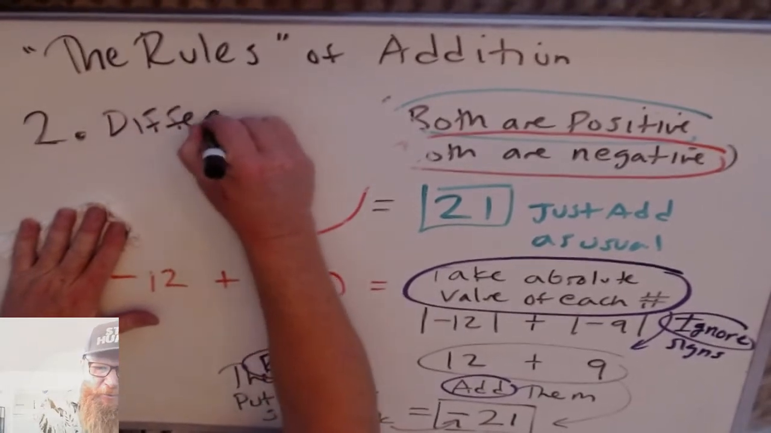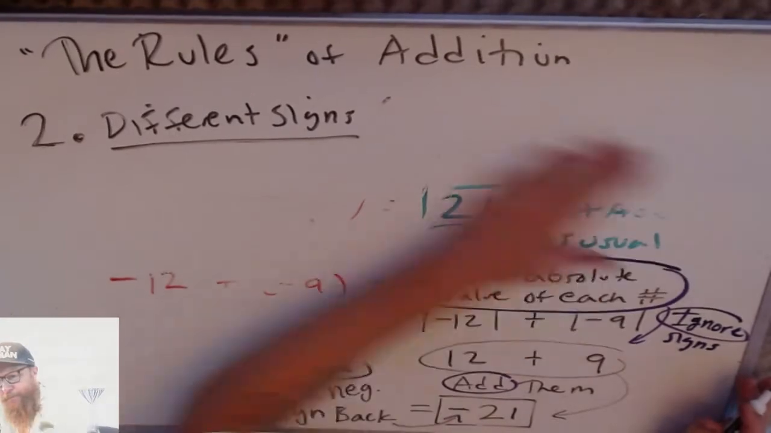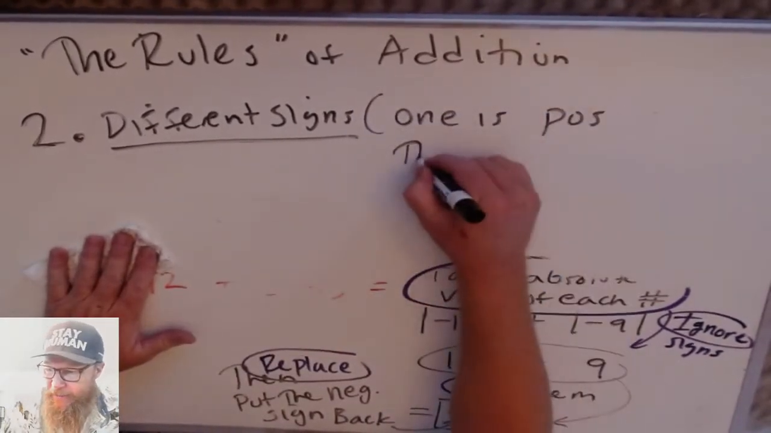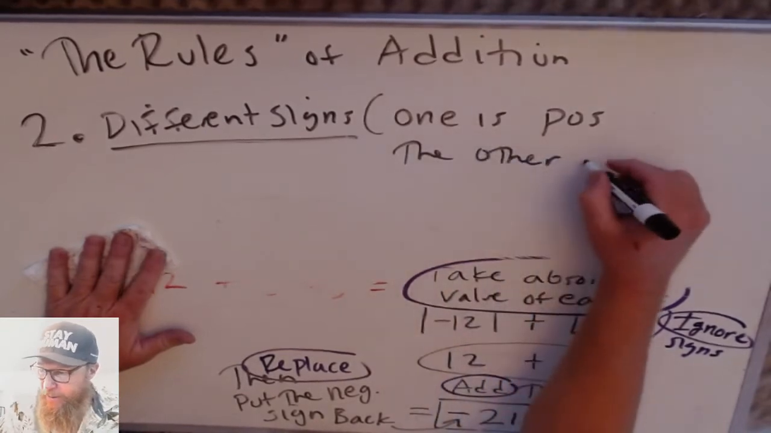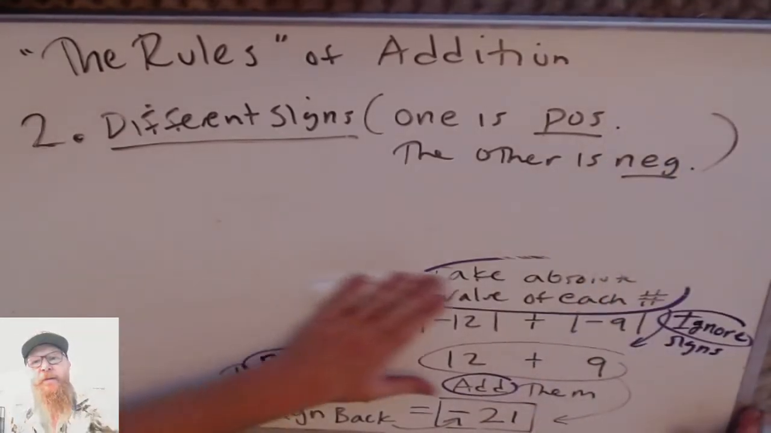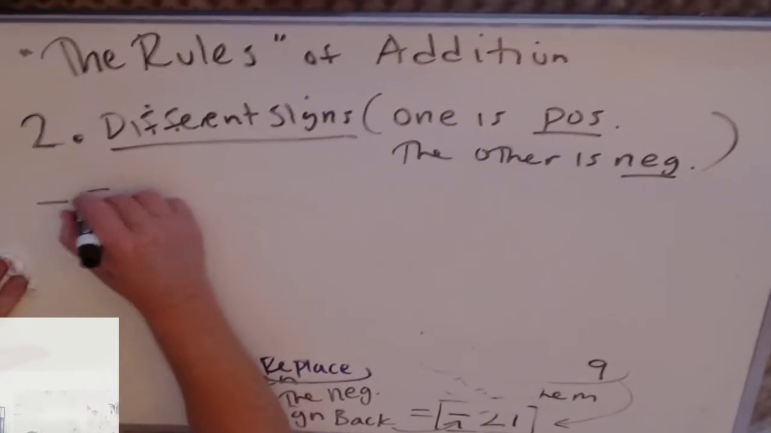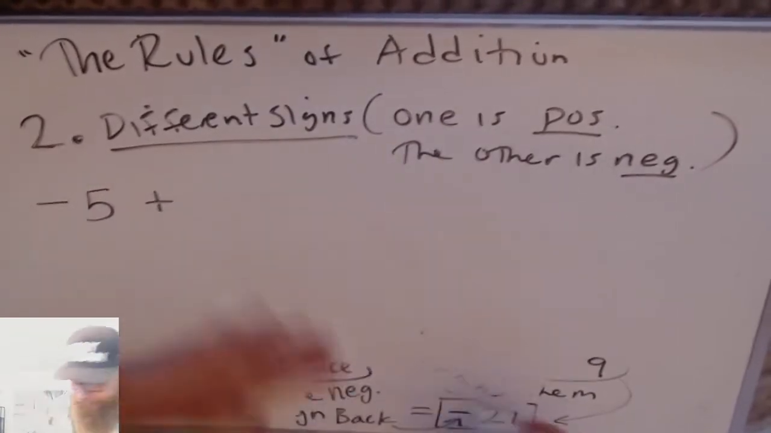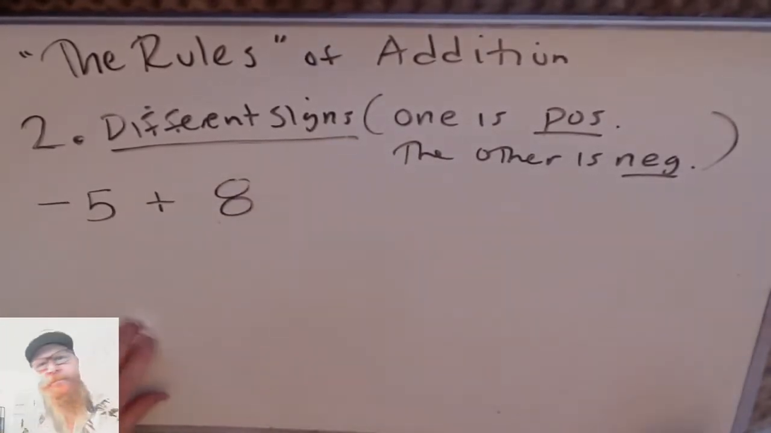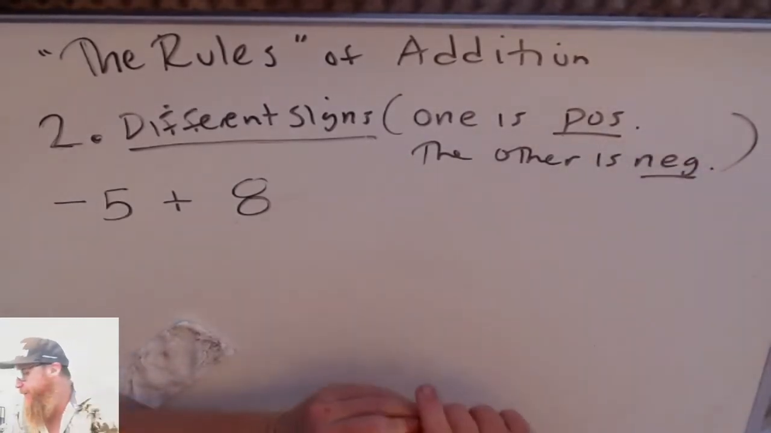Different sign rule. That means one is positive, the other is negative. It doesn't matter which one. So something like this: negative 5 plus 8. One of the numbers is positive, the other number is negative.